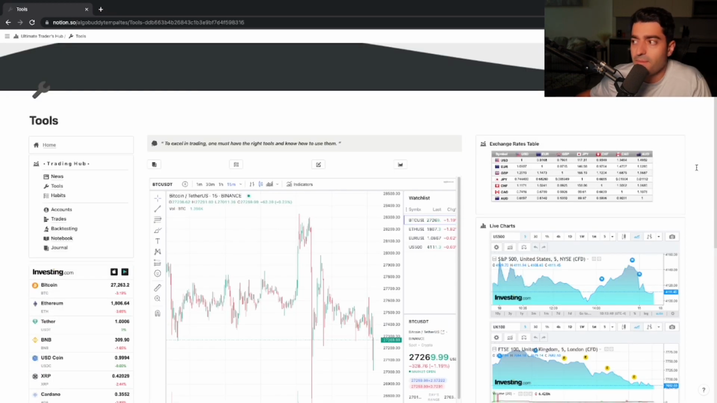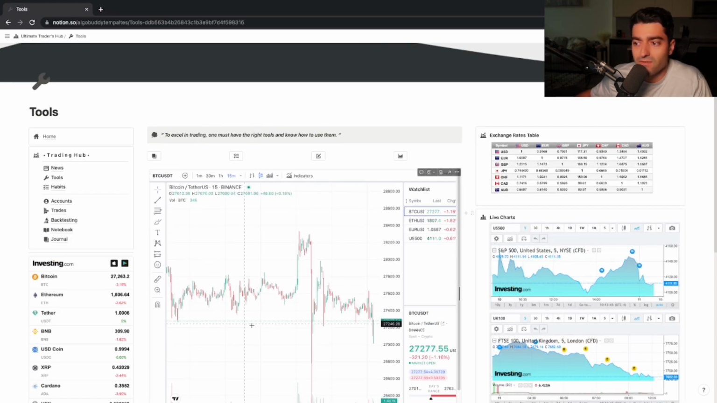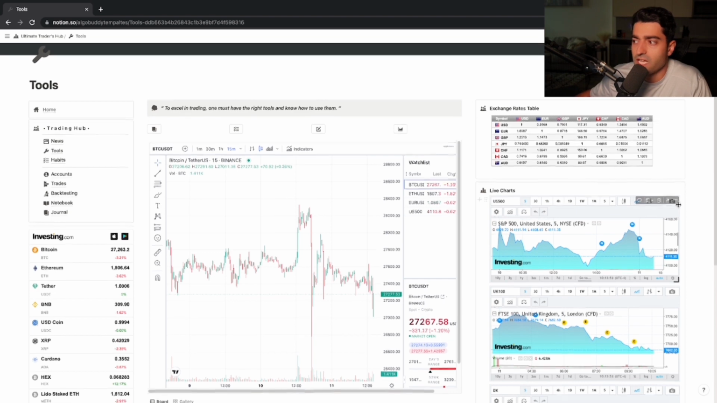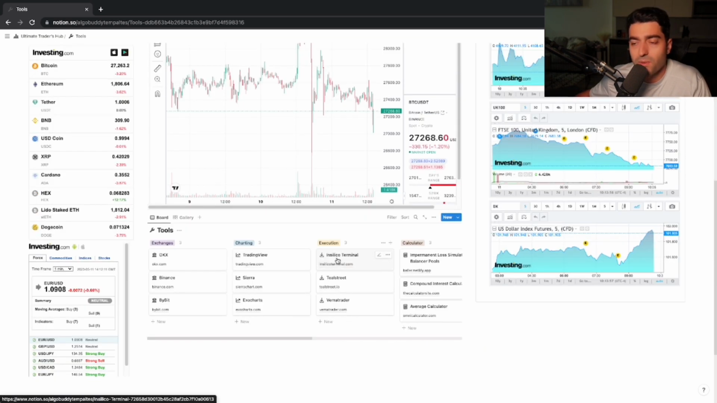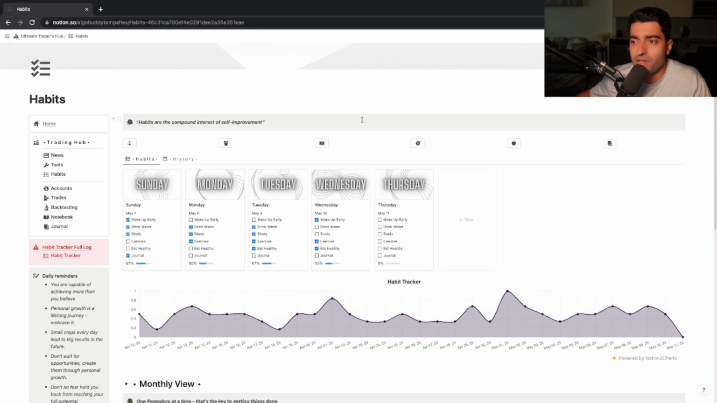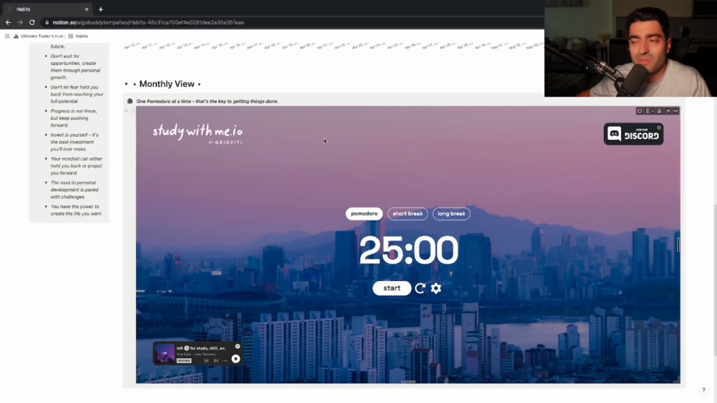Moving over to the Tools tab, you're going to have a built-in TradingView widget here. You're going to have your exchange rate table, any other live charts here. We also have the important links to other important tools built in right here. And you're going to have a more in-depth habit page to more accurately track all of your daily habits to make sure you are staying on top of them. And then we also have a little built-in Pomodoro here.